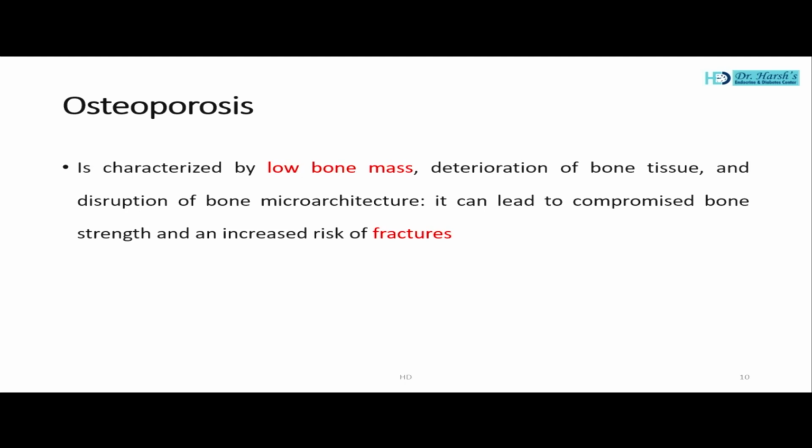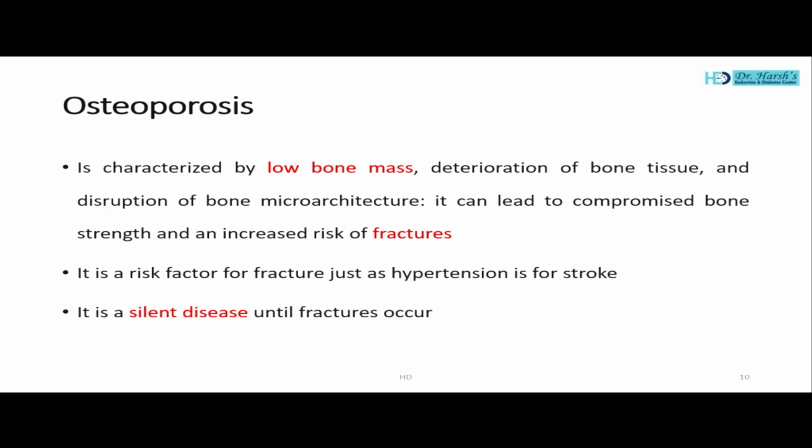Osteoporosis is defined as low bone mass, deterioration of bone tissue, and disruption of bone microarchitecture. It can lead to compromised bone strength and increased risk of fracture. It is a risk factor for fracture, just as hypertension is for stroke or diabetes is for retinopathy and nephropathy. And like diabetes, it is a silent disease until fractures occur.